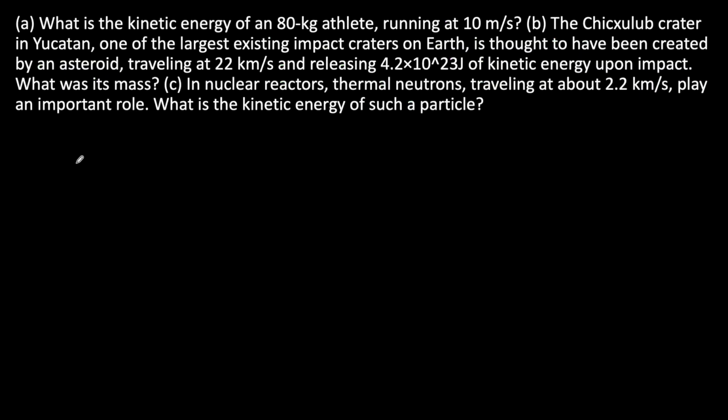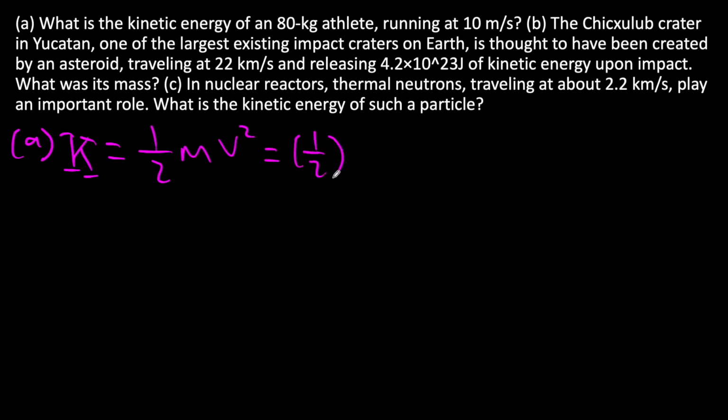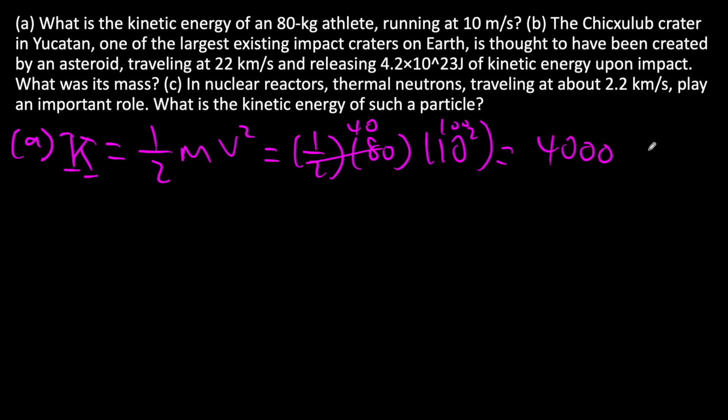So let's do a quick example. It says, what is the kinetic energy of an 80-gram athlete running at 10 meters per second? Part A, we know kinetic energy is equal to a half times mass times velocity squared. So a half times 80 times 10 squared. This is equal to 40 times 100, so this is going to be 4,000 joules.